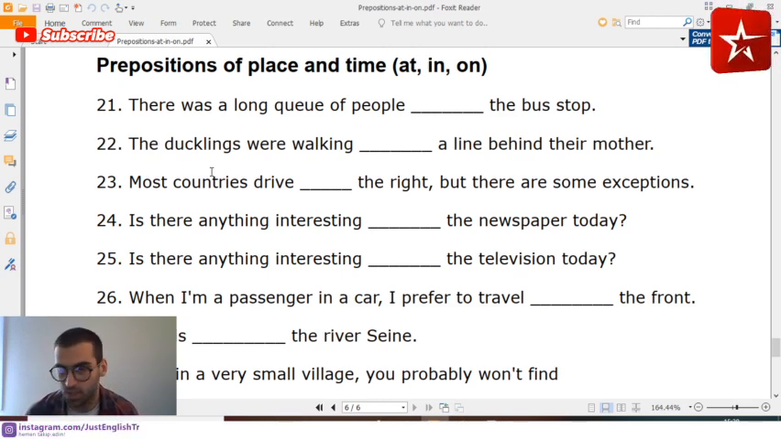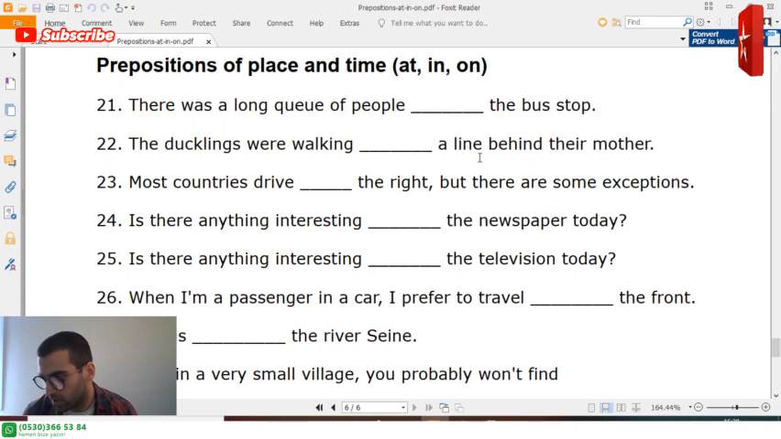The ducklings were walking blah blah blah behind their mother. A line. Number 22. Line. Line sıra demek. Sıranın içinde oluyor. Sıranın içinde olursa ne olacak? 22, on a line. Sıranın üzerinde mi diyor? Üzerinde olamaz. Line. We will see. Let me wait for your comments. Which one we can use, in or on? Okay. I'm waiting for your answers. All right.